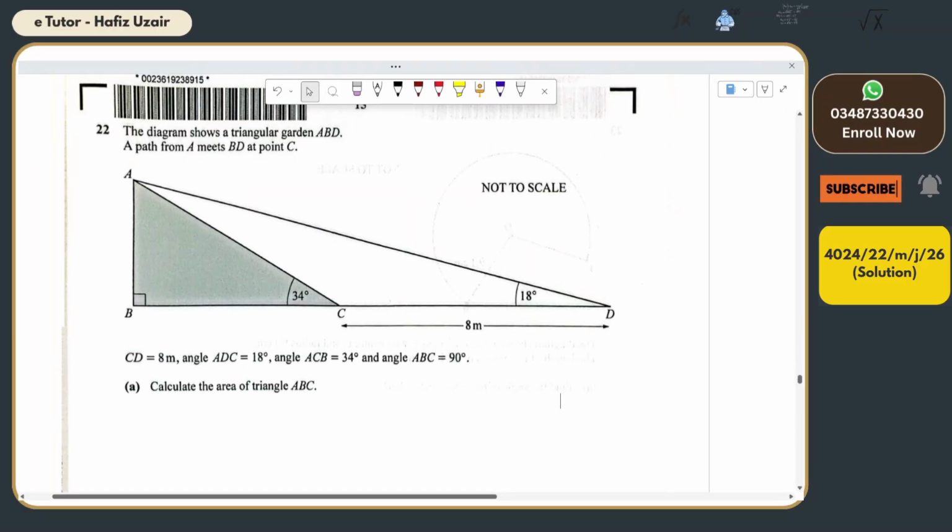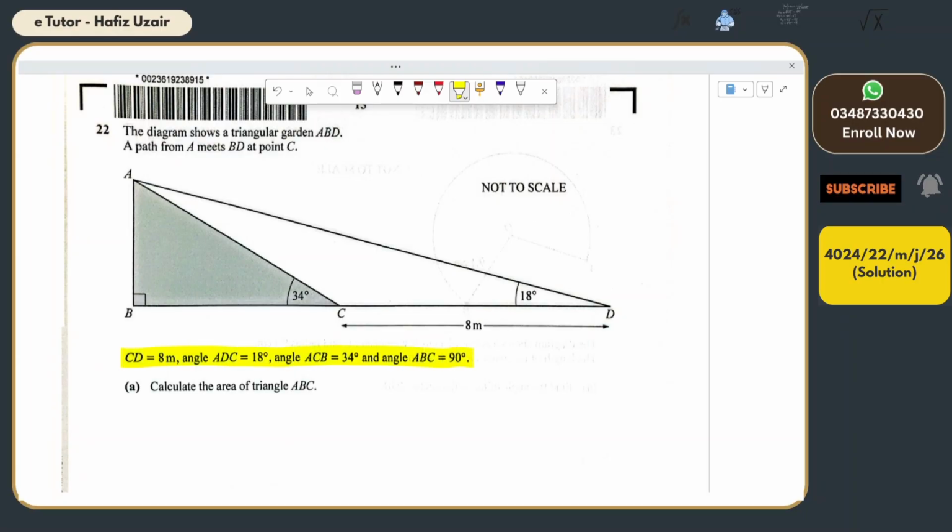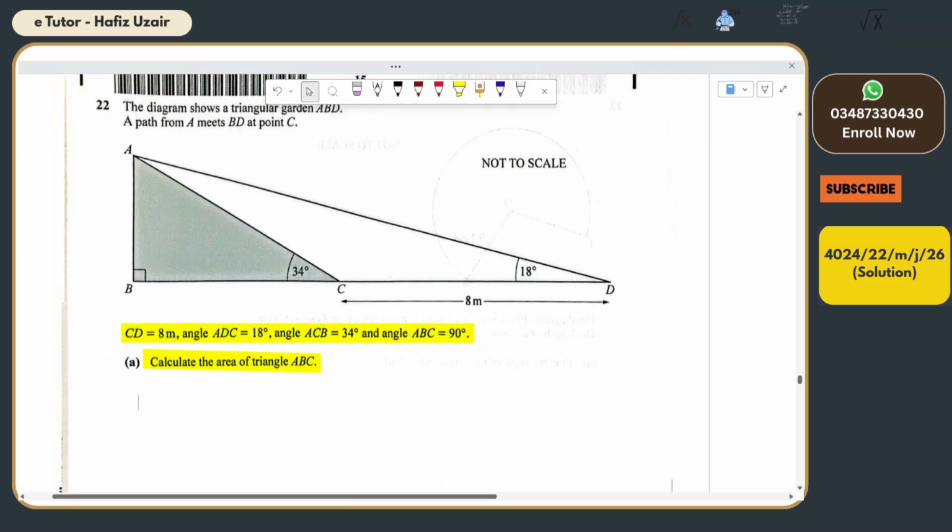Okay, let's solve this question. The diagram shows a triangular garden ABD. A path from A meets BD at point C, and these are the given values. You can check on the diagram as well. You need to find the area of triangle ABC. ABC is a right angle triangle, so you need to find the base and height of this triangle so that you can find the area easily. So let's find the angle that we can easily find.